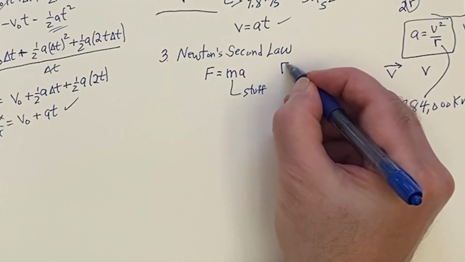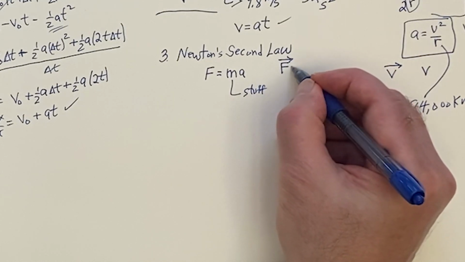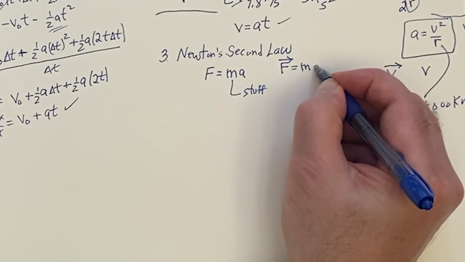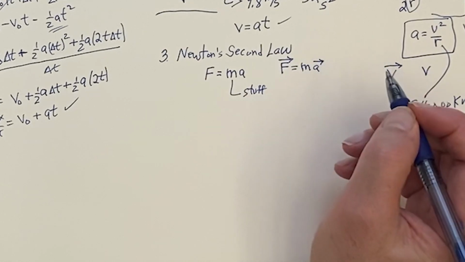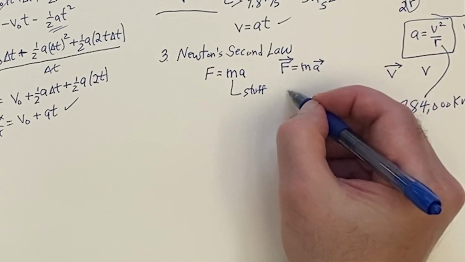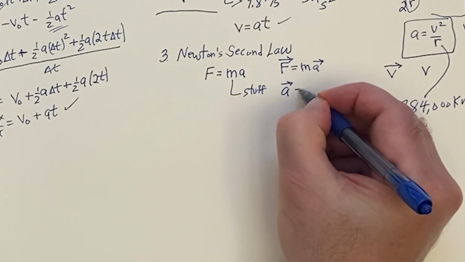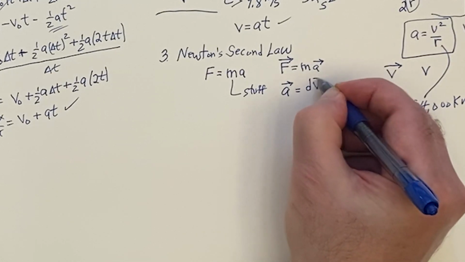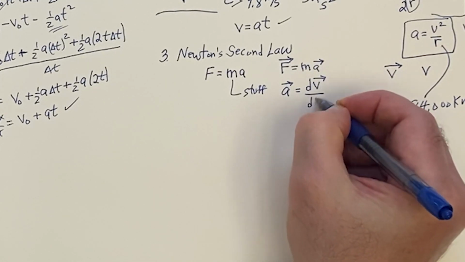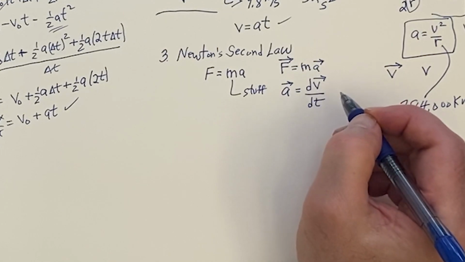And since we have direction with force and acceleration, we put a little arrow on there to represent the vector. And your acceleration can be thought of as the derivative of the velocity vector with respect to time. That's the general formula.